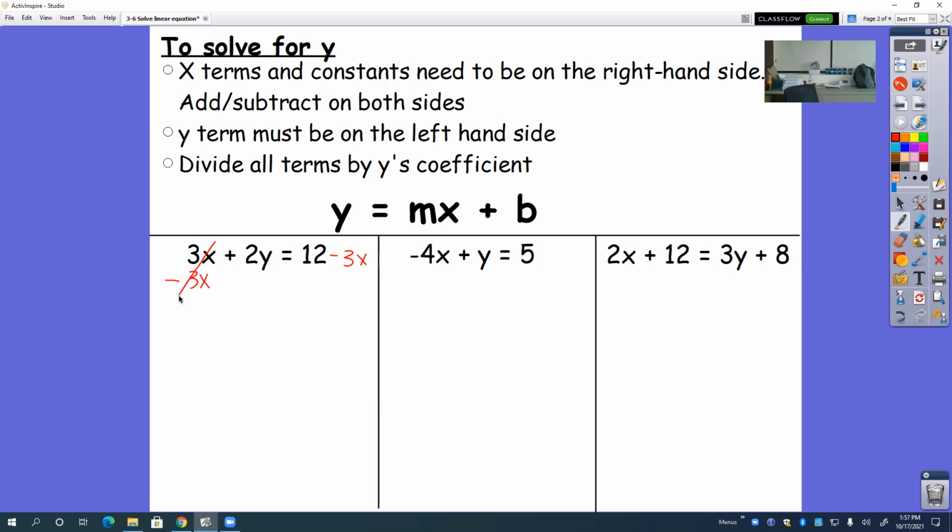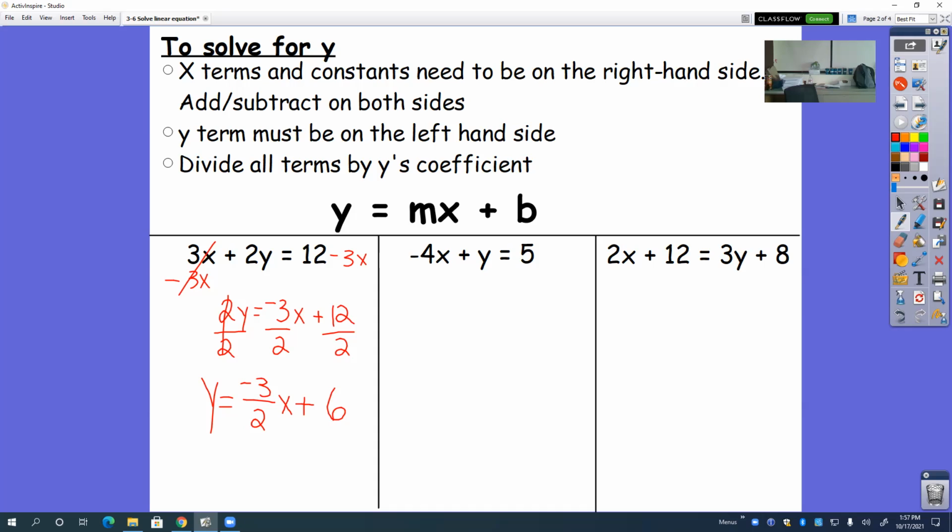So we have 2y equals, we want to rearrange it so that it's in mx plus b format. So negative 3x plus 12. And then to get y by itself, divide everything by 2. And your equation would be y equals, the negative 3 halves would stay the same, times x, and 12 divided by 2 would be plus 6. That would be your equation.